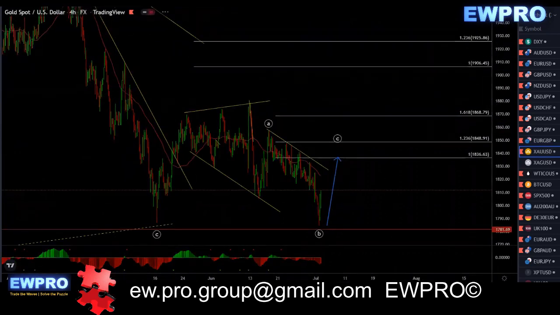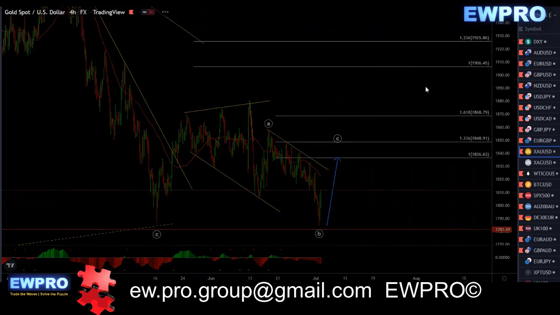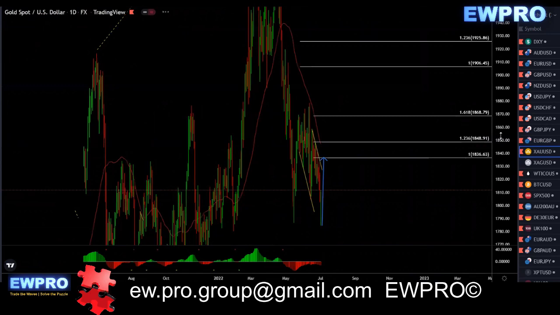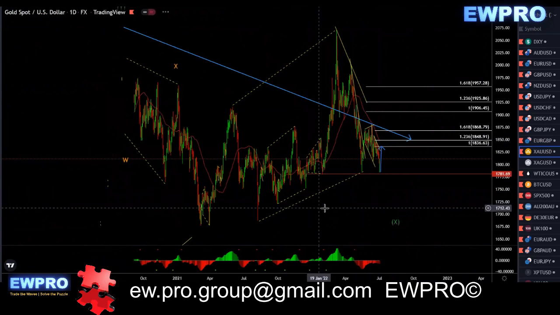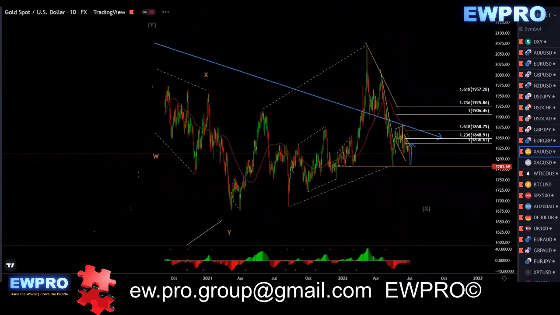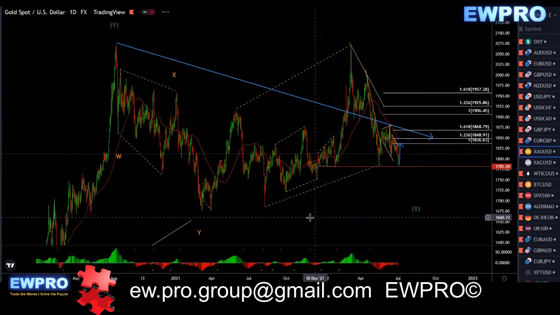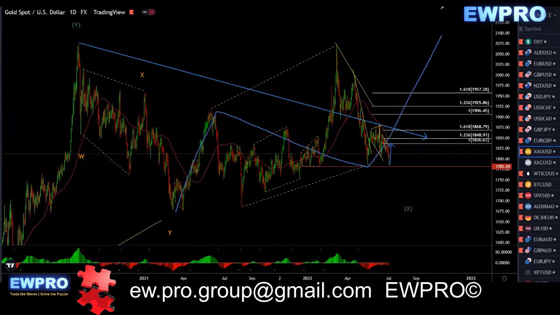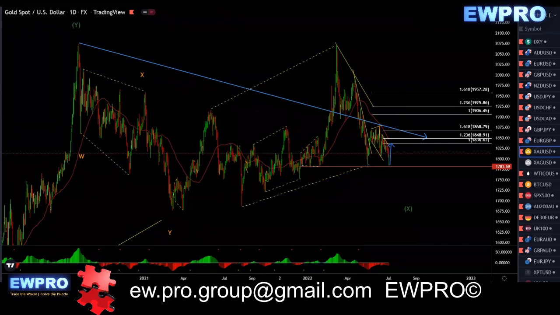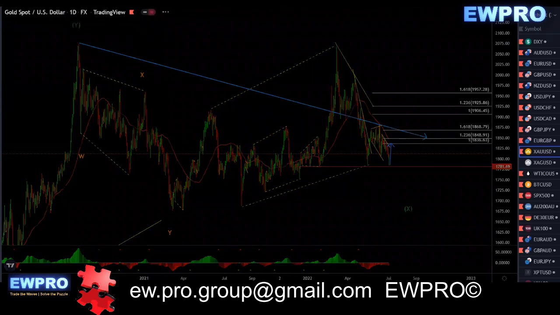Looking at the gold on the daily. So we're looking at this A, B, and the possible C up. We still do have this bull hidden here in play. It still is that bull hidden. So this can go up and break that top.